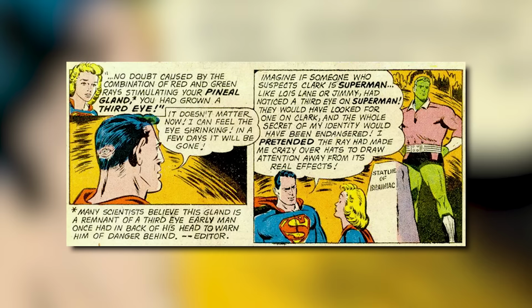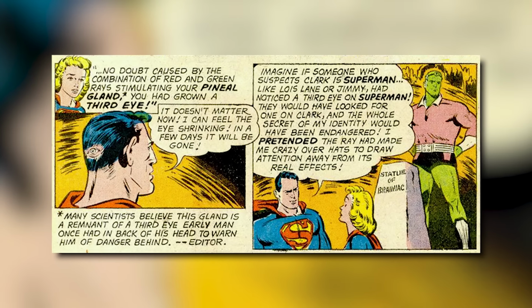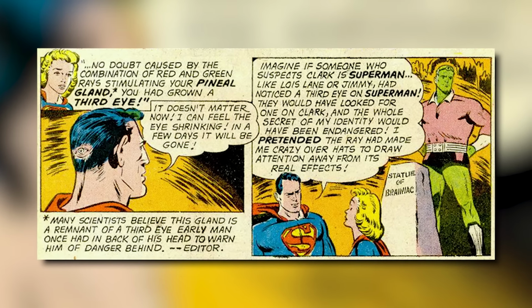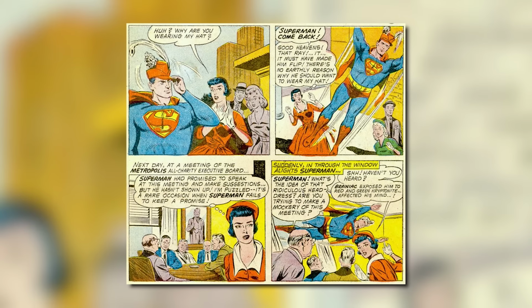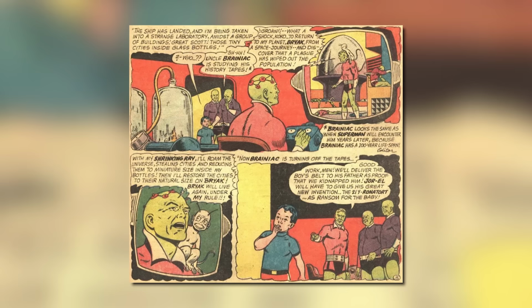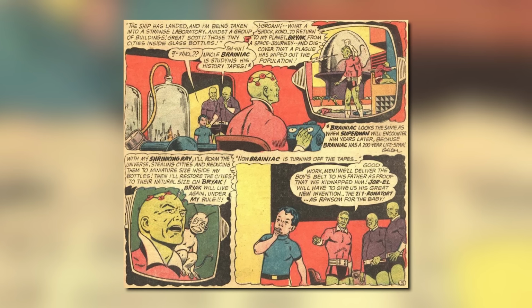After that issue, we get some pretty goofy stories involving Brainiac, like the time he used red and green kryptonite on Superman, which gave him a third eye on the back of his head, forcing Supes to wear hats in order to hide it. Then you have the time Superman meets Brainiac as a baby. It's just all kinds of weird, but hey, that's comics in the 50s and 60s for you.